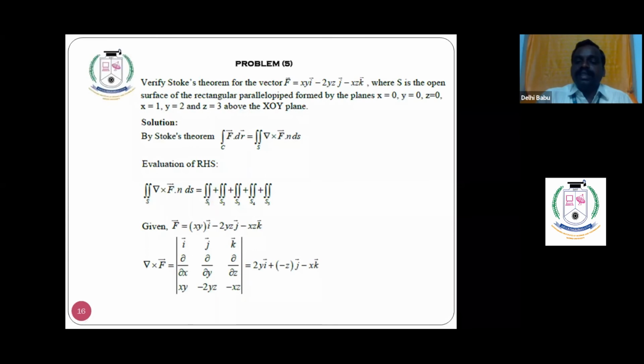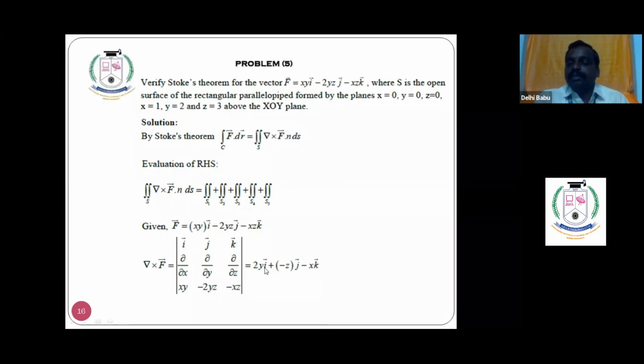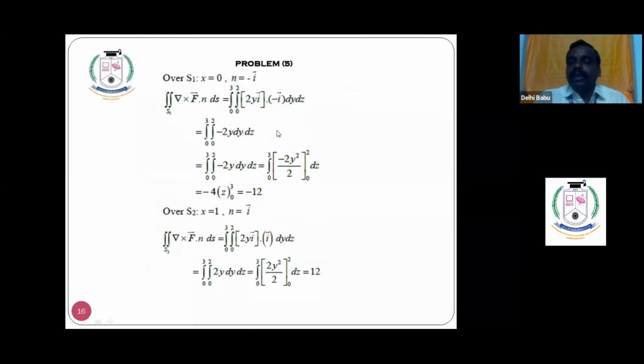So the S1 is nothing but along x equal to 0. So x equal to 0 means n cap equal to minus I. When x equal to some quantity means n cap equal to plus I. So here I vector I taken. Already you know del cross F dot I vector is minus I. So here I dot I minus I is minus 1. So minus 2I comes into dy dz. I dot minus I is minus 1 into this 2y dy dz.